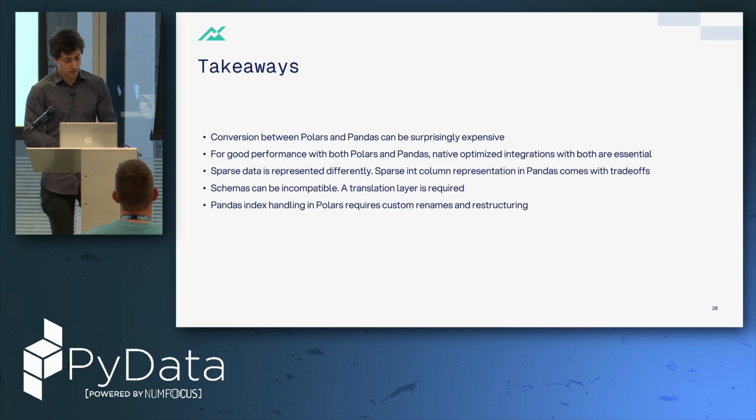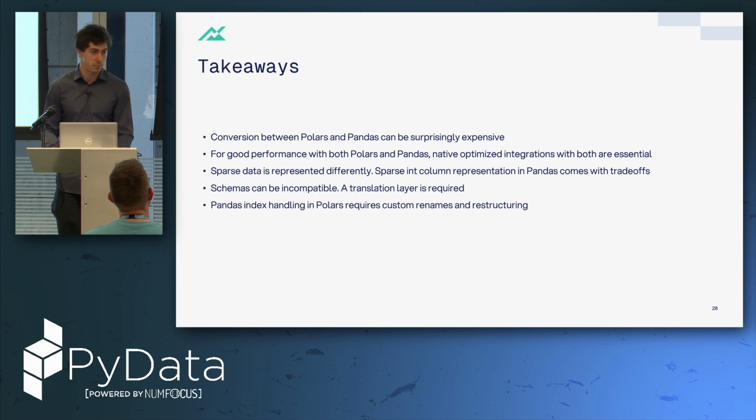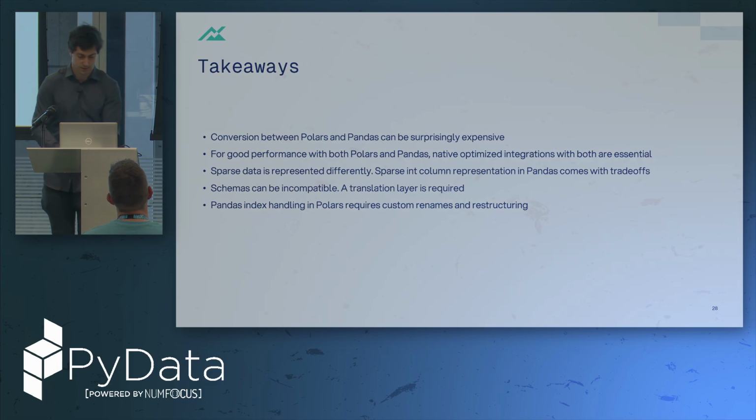Schemas can be incompatible. To translate between the two, we need some form of metadata and a translation layer. And pandas index handling in polars requires some custom APIs for the users to specify their indices, or a meaningful representation of those indices when users want to read back polars.